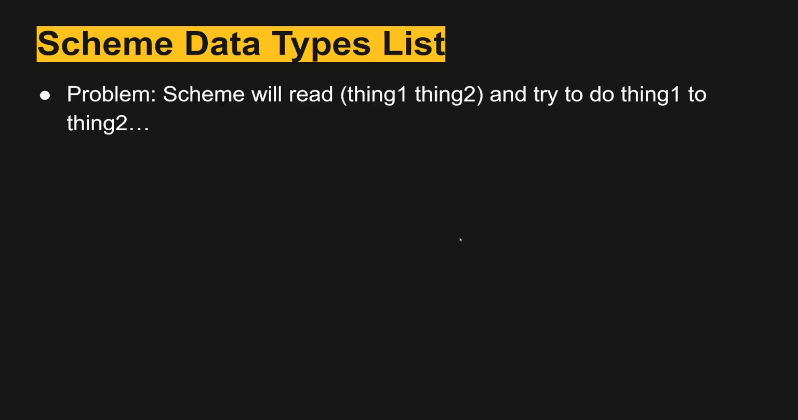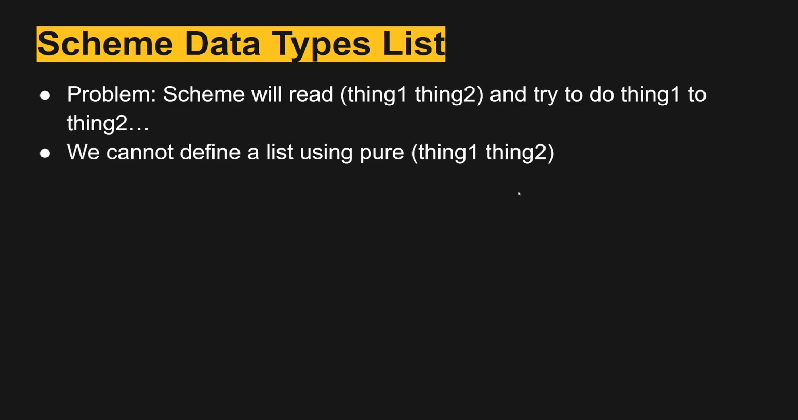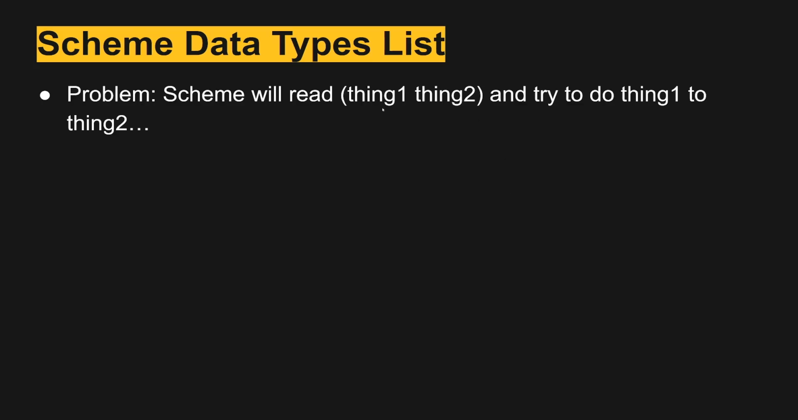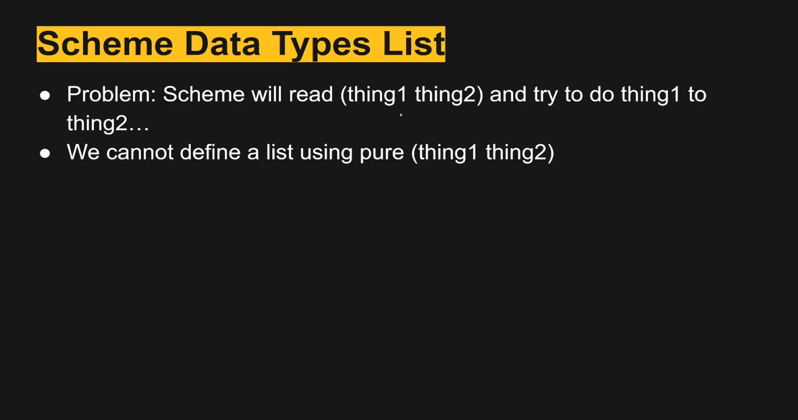Now, when we see lists represented or printed, we will see them with the parentheses and the items contained in the list in between. Unfortunately, if you try to define a list this way, it'll treat the first item as an operator and then try to use the following items as operands. So to define a list, we have several different ways we can do that. We cannot define a list using just purely this format.